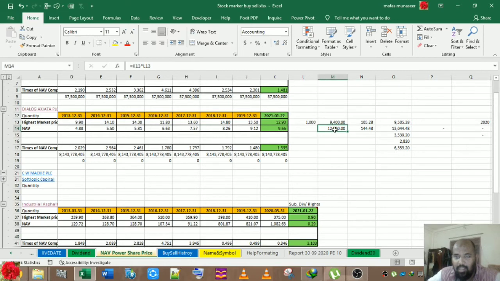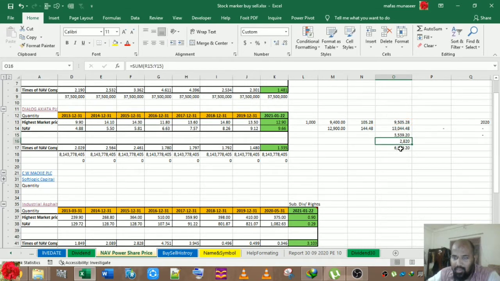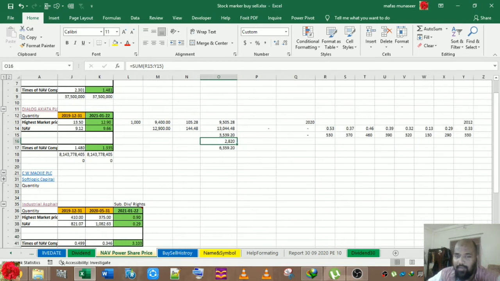9,505.20 cents. So if you are going to sell the same 1,000 shares today at the price of 12.90, you multiply it by 1,000 to get this amount, and then you have to pay the commission to the broker, and you will get 13,044.48 cents. So you subtract from here to here, and you get 3,539.20 cents. Now I'm calculating the dividend.